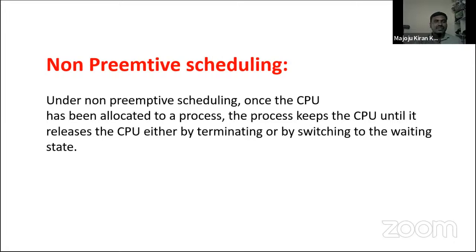That means in non-preemptive scheduling, once a process enters the running state, until it finishes its job, it will not leave the CPU. The CPU will not be pulled out from that process. It releases the CPU only when it finishes all its tasks, or when it demands input or output, that is, when it moves to the waiting state. So it is not preempted by any other process, and it is not stopped because of any other process. This is called non-preemptive scheduling.